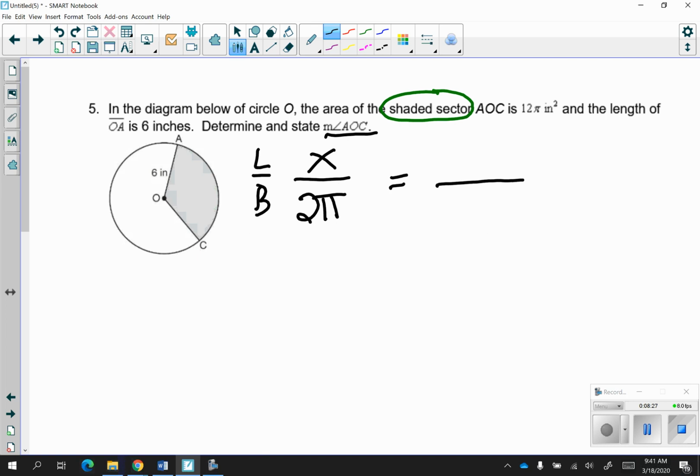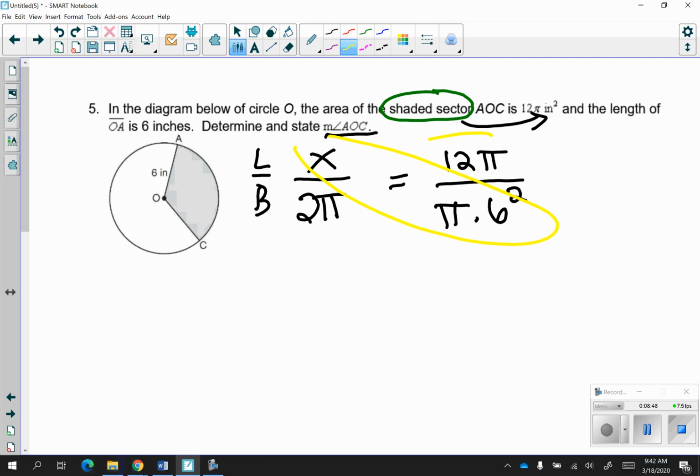Now, do I know the area of the shaded sector? I do. It's 12 pi. And remember, it's over the area of the circle. Well, the area of the circle is pi r squared, so pi times, and the radius is 6 squared. Now we're going to cross multiply. I like to keep it in terms of pi as long as I can because I don't want to deal with any decimals. And since they gave me the area as 12 pi, I'm going to give my answer of the angle in terms of pi.